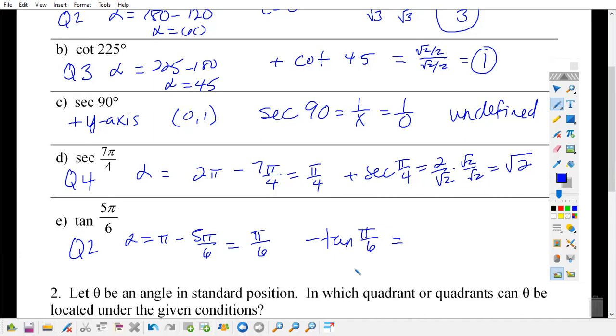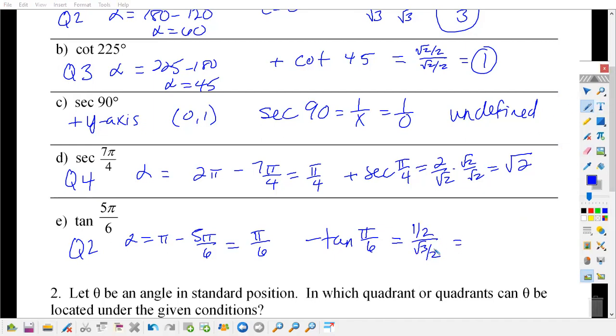Tangent. What is tangent? Y over x, so y divided by x. And so the y of pi over 6 is 1/2. Agreed? And the x is square root of 3 over 2. How do you divide fractions? Keep, change, flip. So we keep the numerator, multiply by the reciprocal of the denominator, which gives us 1 over the square root of 3, which equals square root of 3 over 3.